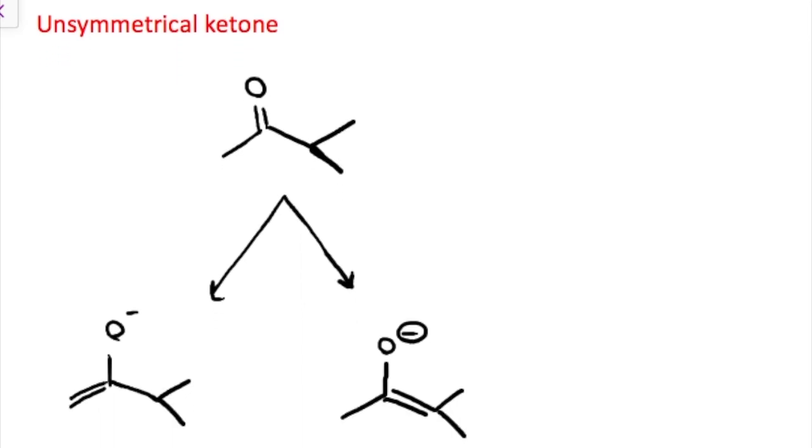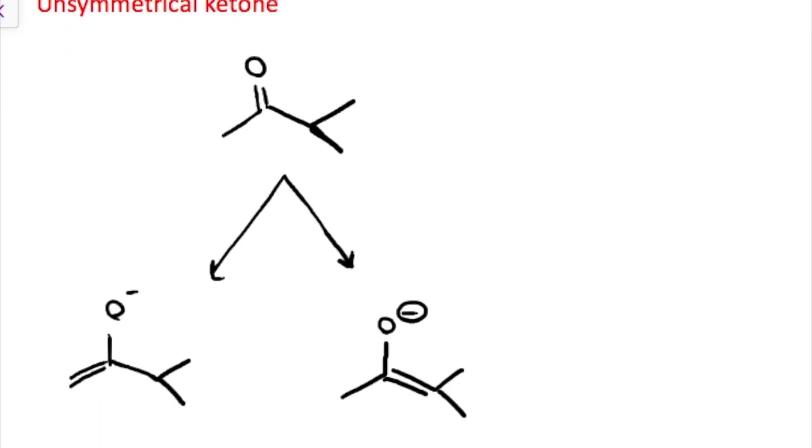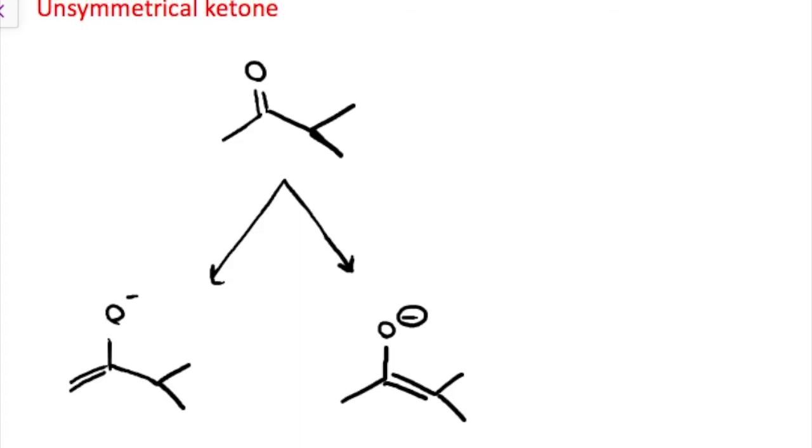And lastly, let's just look at unsymmetrical ketones. Here we have an unsymmetrical ketone, and that means that we have 2 types of alpha hydrogen. So we have 3 hydrogens right here, I'm going to call this A, and we have one hydrogen right here, I'm going to call this B. So if we deprotonate hydrogens A, we get the enolate here. We're going to call this enolate A, and enolate B if we deprotonate hydrogen B.